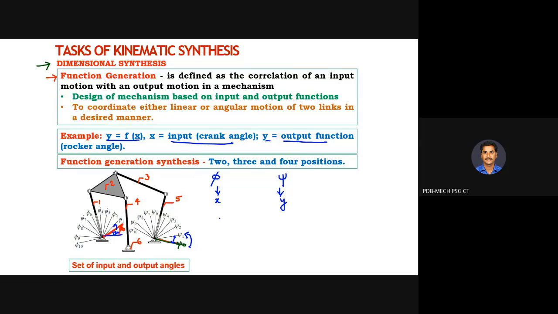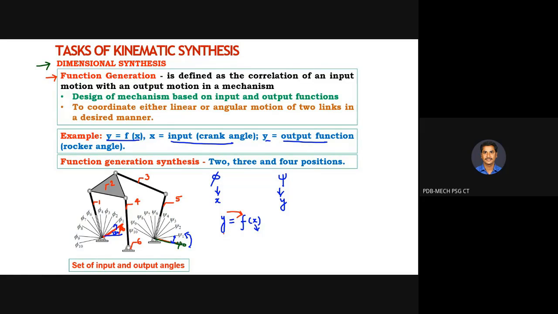Okay. Now I am going to give some relationship between y and x. So let me write y. y is my output. Output is a function of x. Okay? I am giving that relationship. What does it mean? The input angle is independent; it just keeps rotating on its own, whereas the output is my rocker angle. So the output is dependent on my input angle.